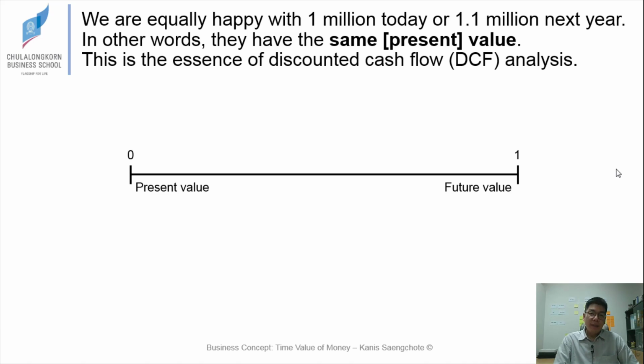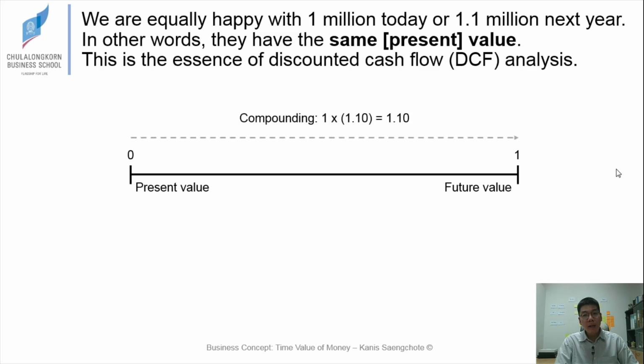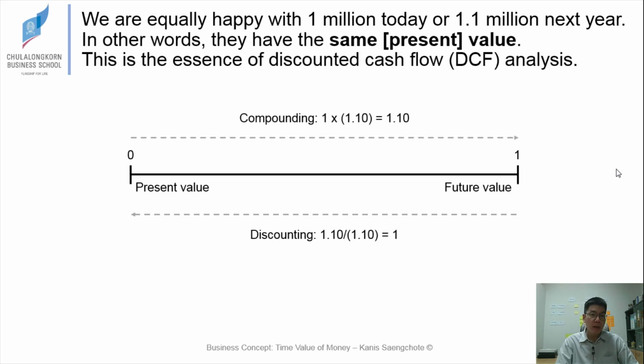Now, this is the essence of discounted cash flow analysis. We're equally happy with 1 million today or 1.1 million next year. The process of moving cash today to the future is called compounding, because it increases in value. The process of taking the value in the future to today is called discounting, because it reduces value from 1.1 to 1. Either way, we say we're equally happy with 1 million today or 1.1 million next year because they have the same value. You could say present value or future value, but that's essentially the same, depending on which point in time you want to make that evaluation.